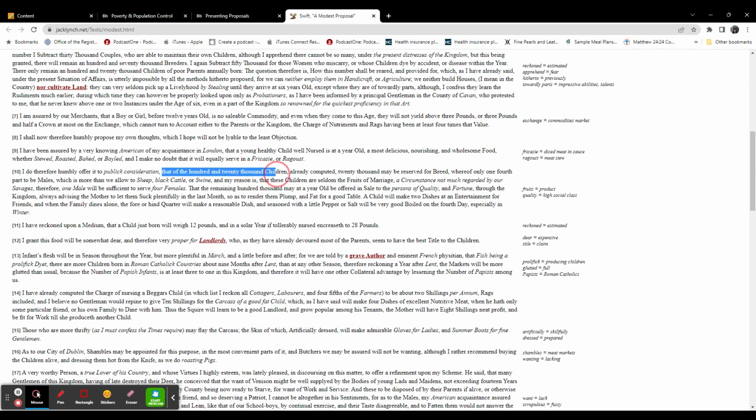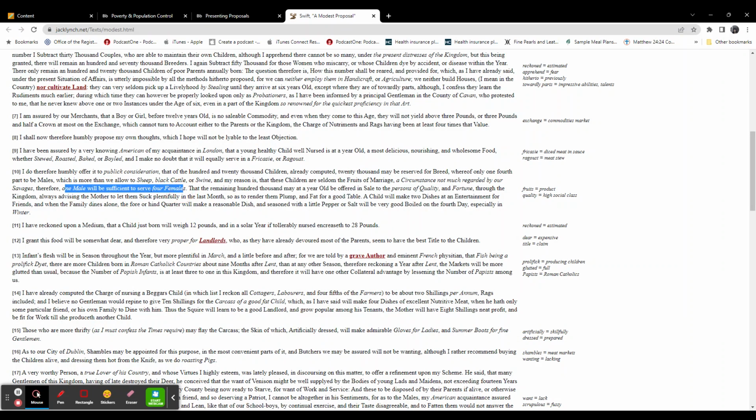That of the 120,000 children already computed, that's the number that we are working from. So now he's going to further subtract from that number. 20,000 may be reserved for breed. So that's 120,000, and of that 120,000, 20,000 be reserved for breed, whereof only one fourth part to be males, which is more than we allow to sheep, cattle, and swine. And my reason is that the children are seldom fruits of marriage anyway, a circumstance not much regarded by our savages. Therefore, one male will be sufficient to serve four females.